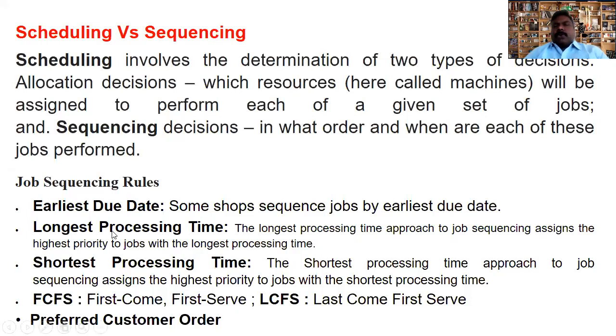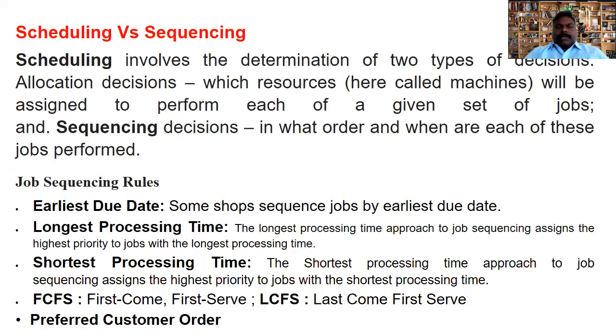So some sequencing rules are there. Some of you already know about this; you would have heard of it earlier. Earliest due date means first I have booked, I will be getting that particular product. Some shops sequence jobs by earliest due dates. Today it has come, tomorrow we'll do it; tomorrow it comes, the day after we are going to do that.